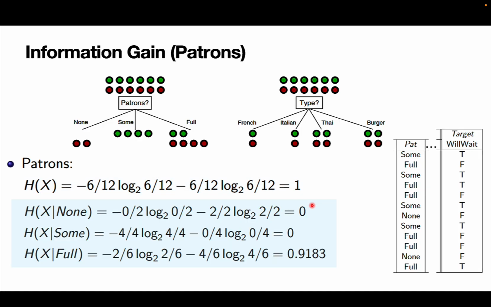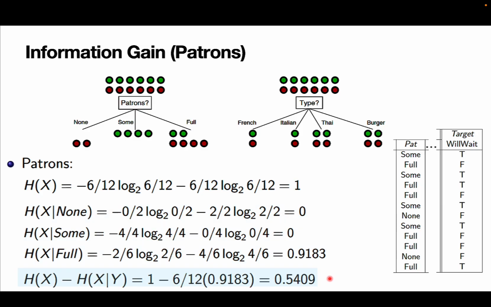Next, we compute the conditional entropy for the values of patrons, which are none, some, and full. And as you can see, for the none and the some, this is a clean split. So I have 2 false, and here I have 4 true, which means the entropy is going to be 0. For the full case, it's mixed. There should be high uncertainty here. We have 2 true and 4 false. So when we plug the numbers into the formula, we get 0.9183. This is a high entropy and there's a high uncertainty.